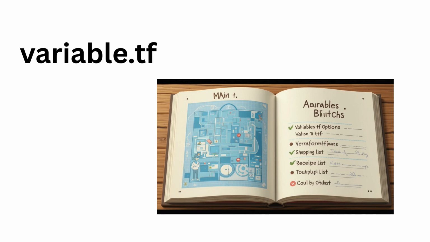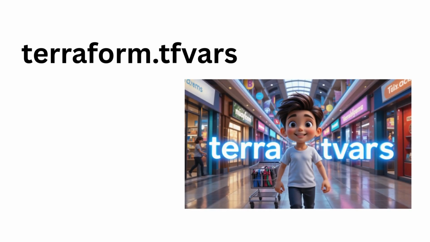And variable.tf. This is like your shopping options like shirt sizes, colors, and whatever you want. In Terraform, variables let you choose different options like region, machine size, name of the resources, etc. Terraform.tfvars. This is your actual shopping list. You pick your size, color, and quantity. In Terraform, this is where you set real values like region is ap-south-1, instance type is t2.micro, etc.